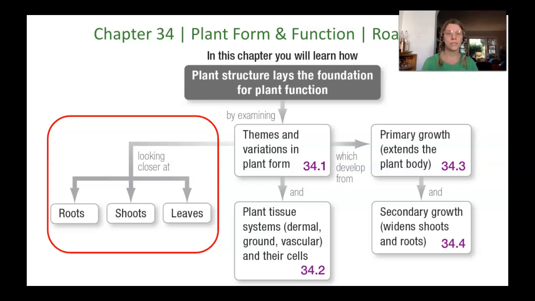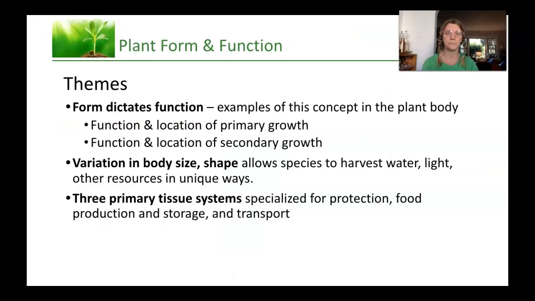Over the course of this chapter, there are three different topics that are covered that are about plant structure and the foundation for plant function. Today, the focus will be on roots, shoots, and leaves, or in other words, the anatomy of a plant.